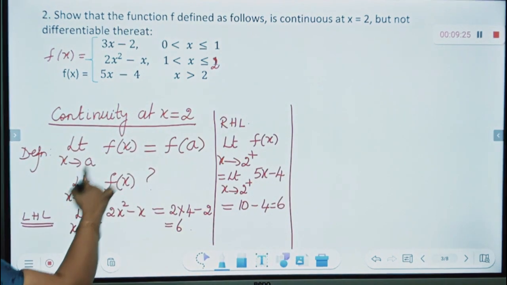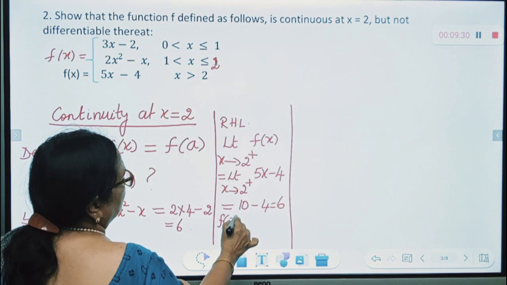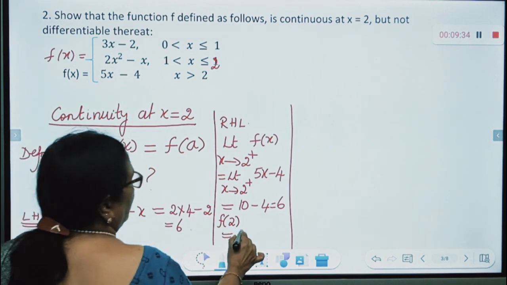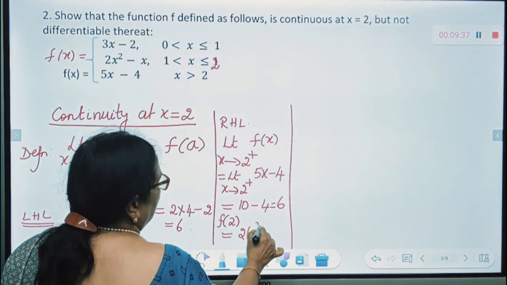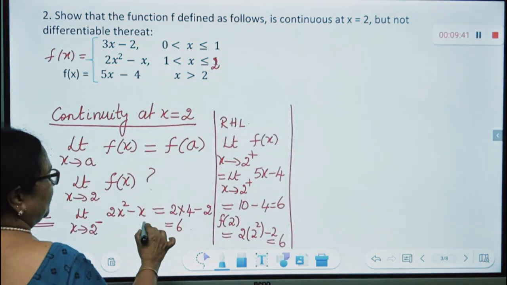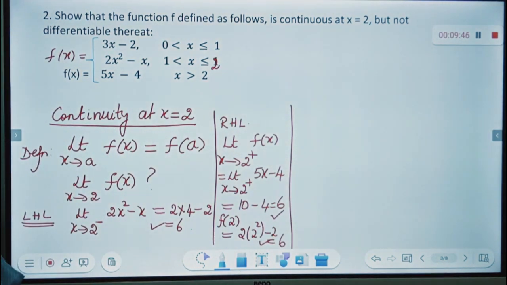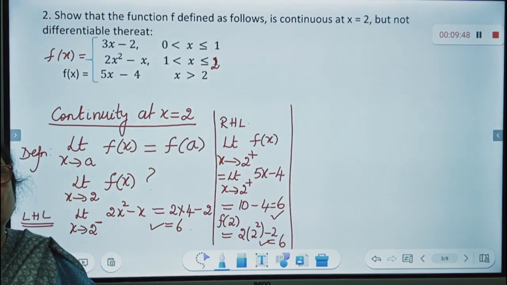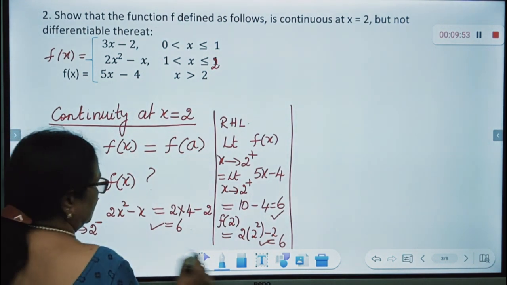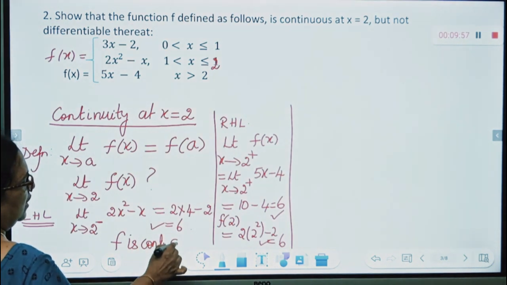So, the left hand limit is equal to the right hand limit. What is f of 2? Where will you substitute? Here. 2 into 2 square minus 2, which is also 6. So, left hand limit, right hand limit and the value of the function are all equal to 6. Therefore, f is continuous at x equal to 2.